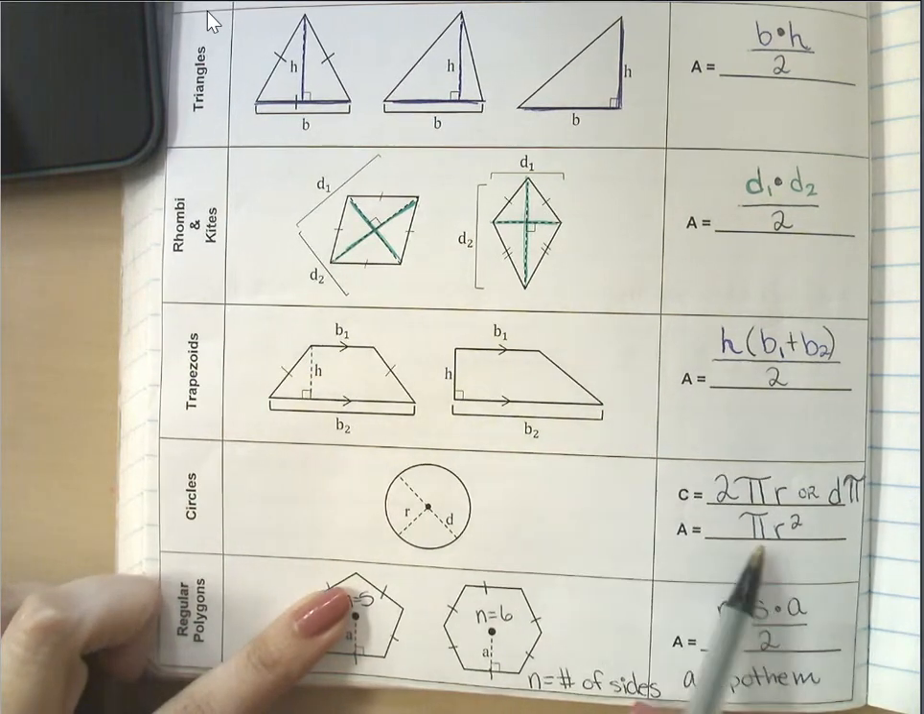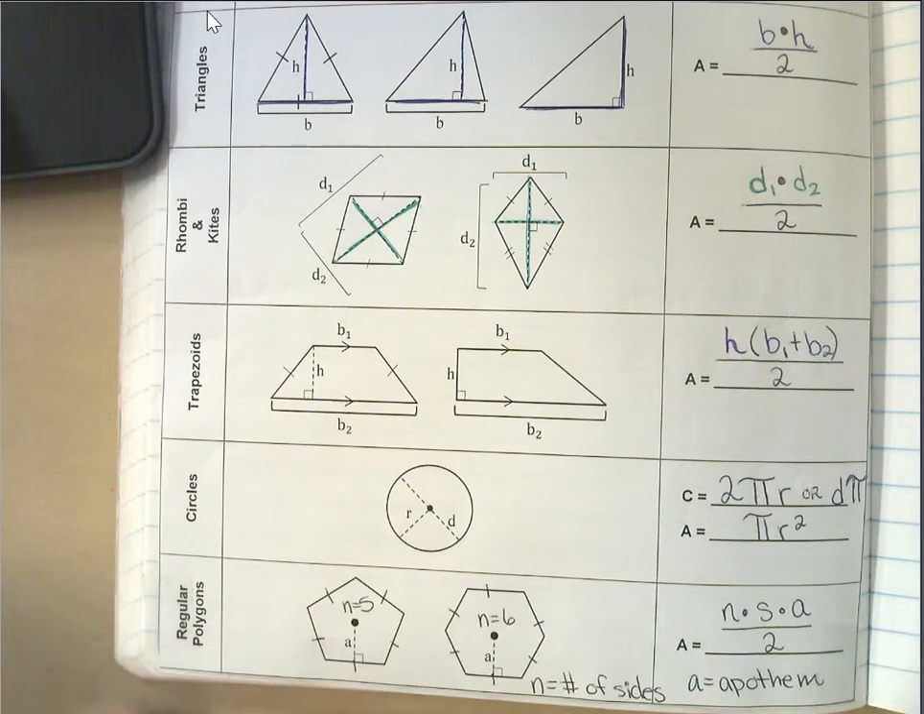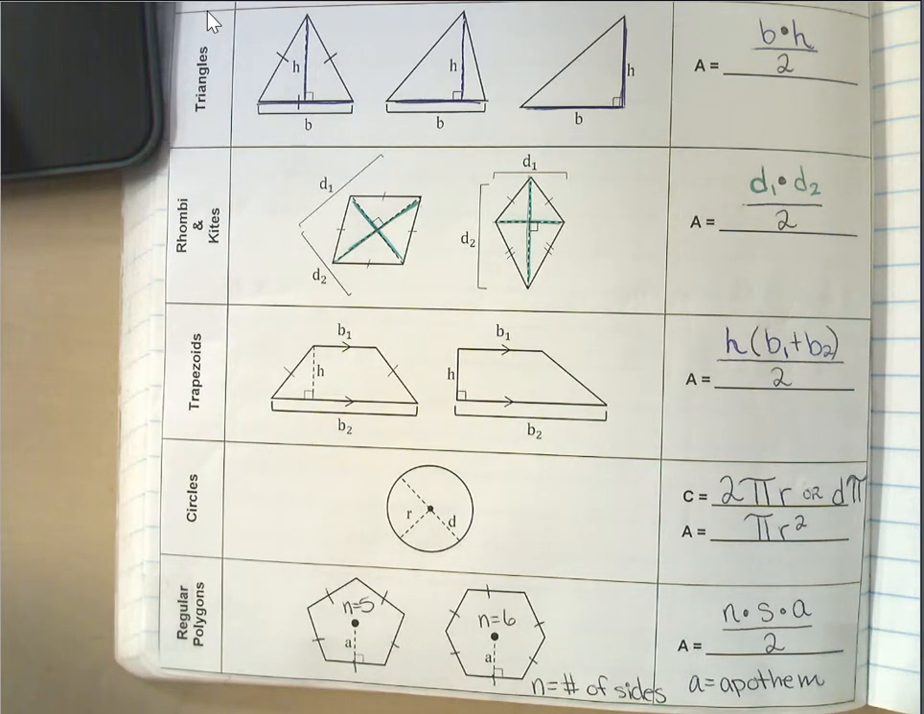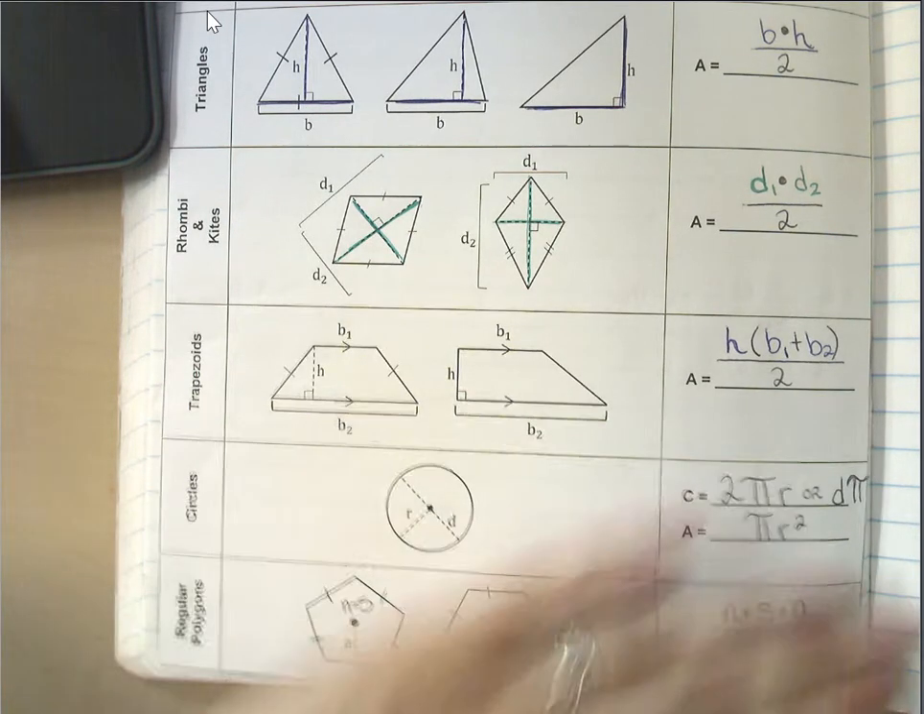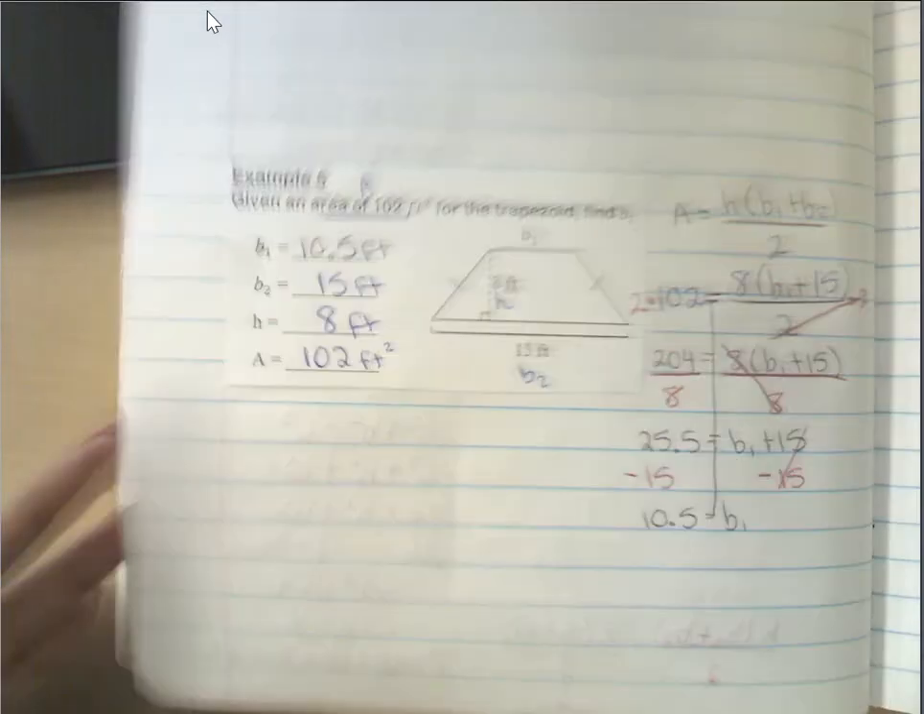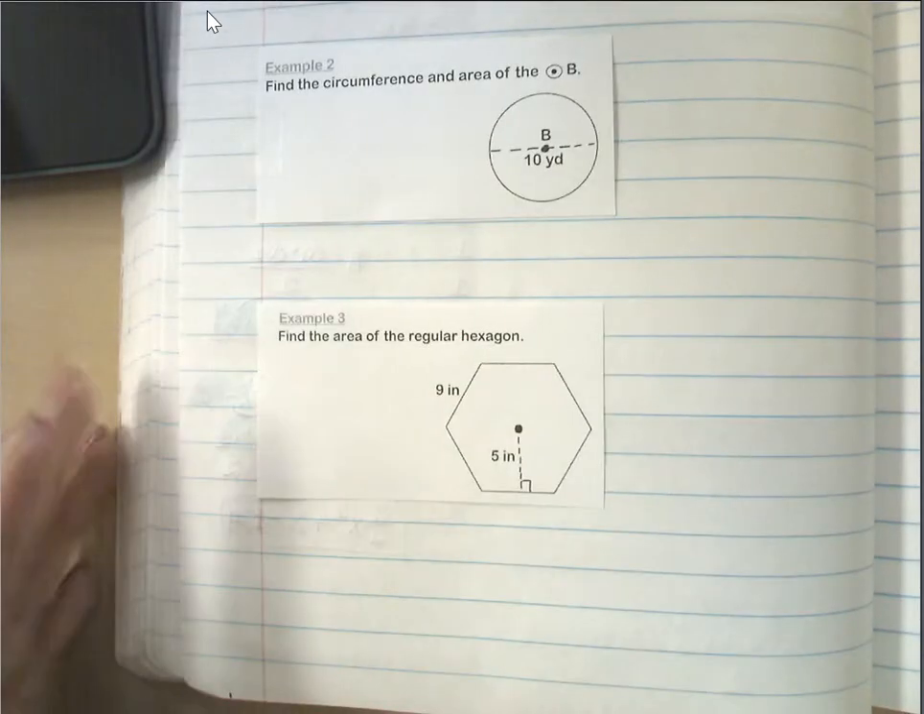And then for area, we have pi r squared. So that's the only formula we're using for this video, so I'm just going to talk about that one, and then I'm going to go back to the examples. So examples 1 and 2.